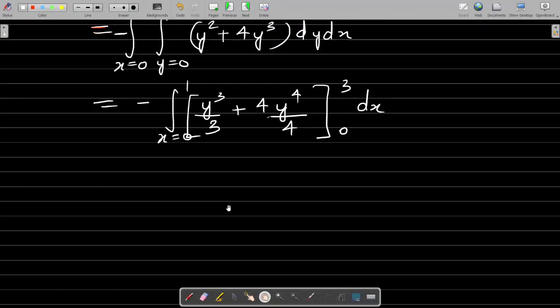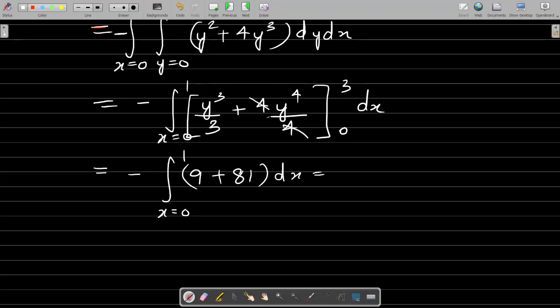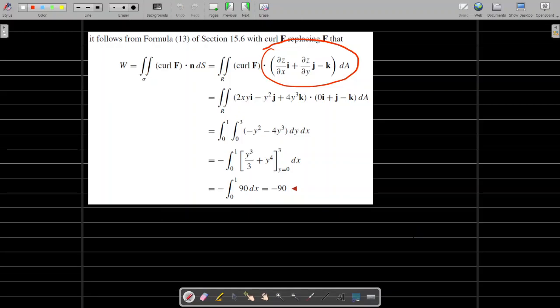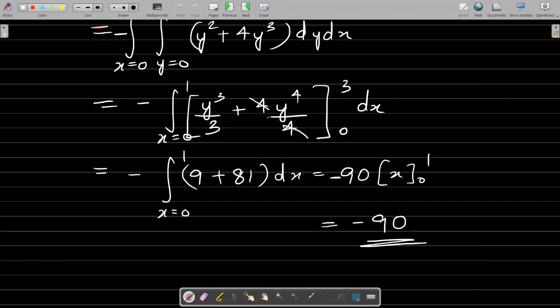So that is equal to negative, x equal to 0 to 1. Here 3 cube, 1 3 will get cancelled, so we are having 9 plus 4 is getting cancelled, this is 81, 9 plus 81 times dx. That is 81 plus 9 is 90, negative 90 into x within the limits 0 to 1. So the final answer is minus 90. So the work done along the surface or across the surface is equal to minus 90.